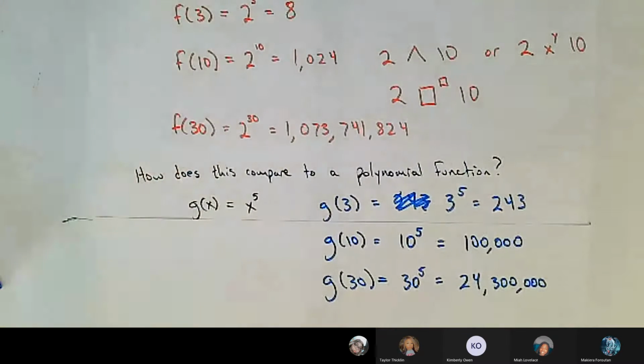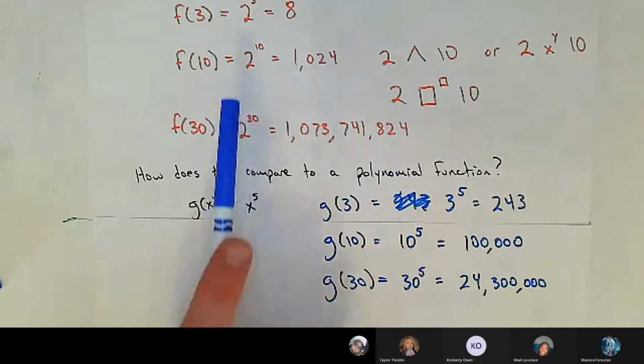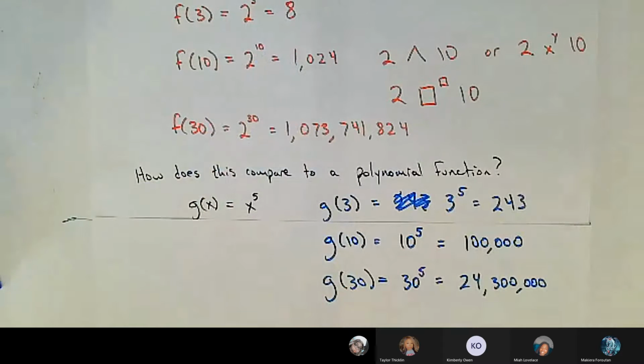function. The polynomial function is only at 24 million. It's not even at 100 million. And this thing is at 1 billion. Right? It's at 1 billion. So exponential growth, while it may seem like it starts off kind of slow, eventually is way, way faster than a polynomial function.